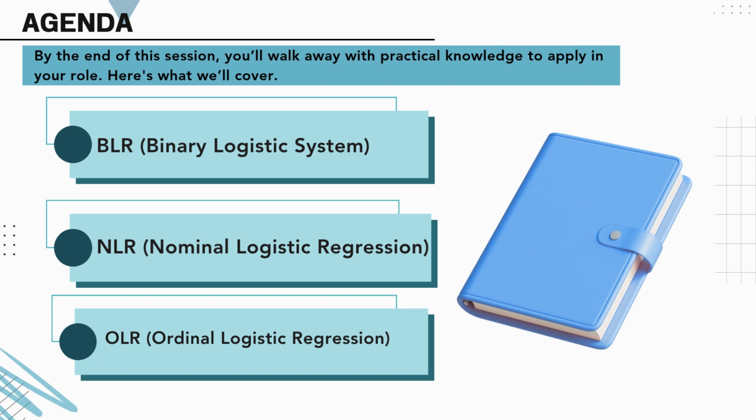1. BLR. Binary logistic regression. We'll start with the simplest and most commonly used type, binary logistic regression. This is used when the dependent variable has only two categories, such as yes, no, pass, fail, or defect, no defect. We'll explore how to model and interpret this type of outcome using logistic regression.